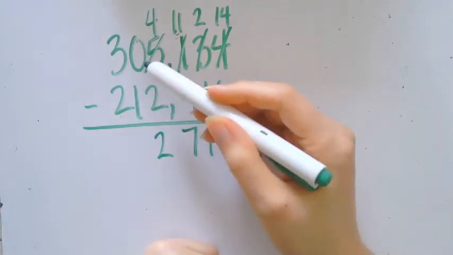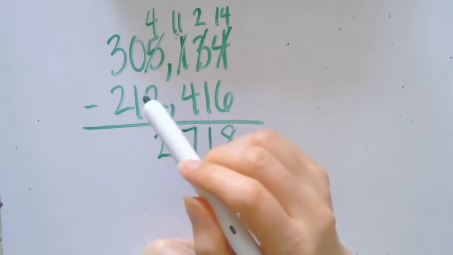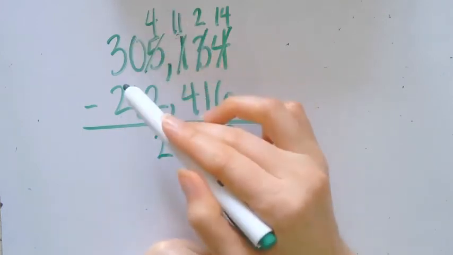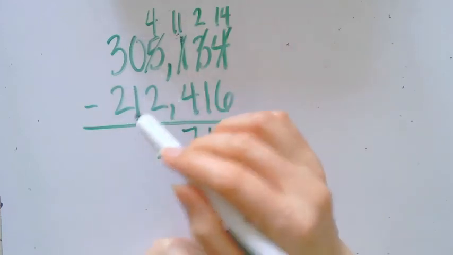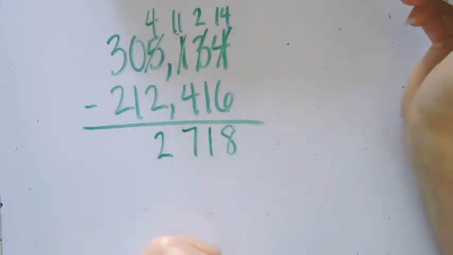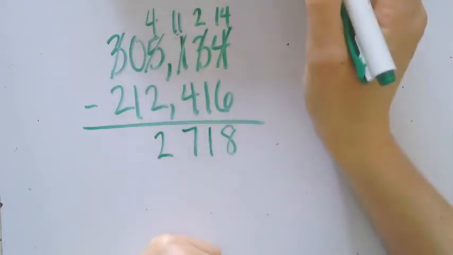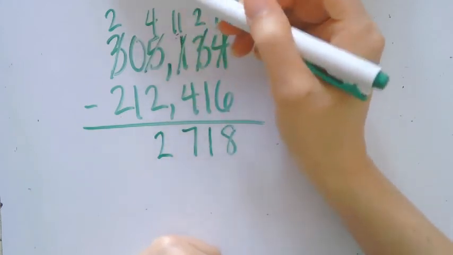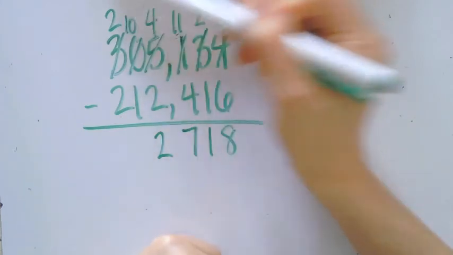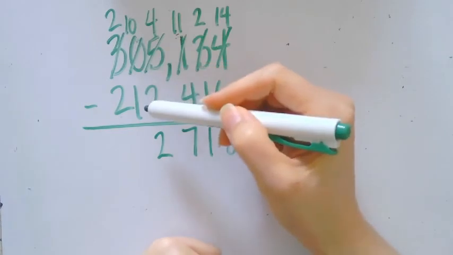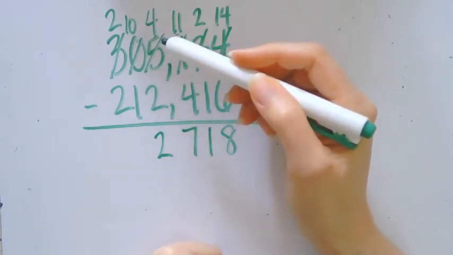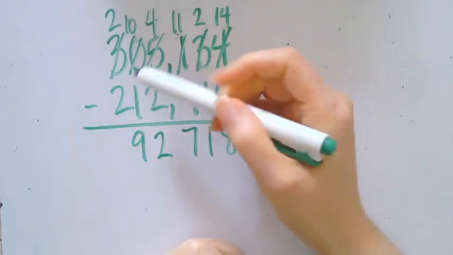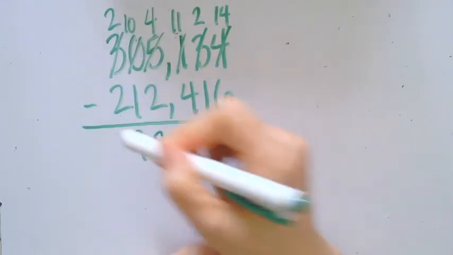Can I take 1 away from 0? No. 1 is greater than 0. So what do? Sing it with me. Go next door and borrow some more. Can I borrow from 3? Yes. 3 becomes a 2. 10 plus 0 is 10. Can I take 1 away from 10? Yes. 10 minus 1 is 9. 2 minus 2 is 0.